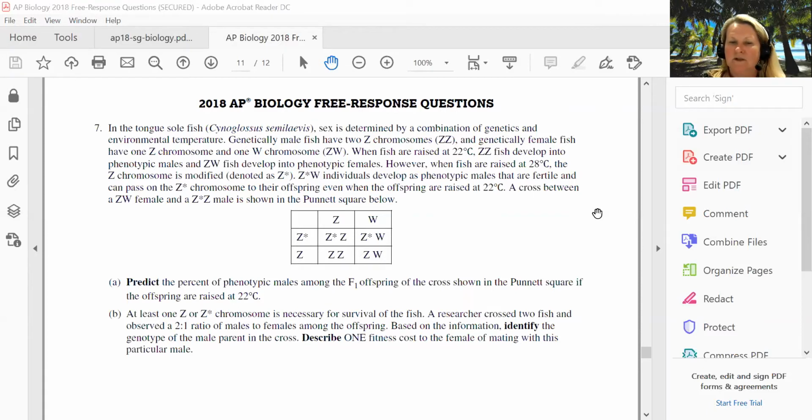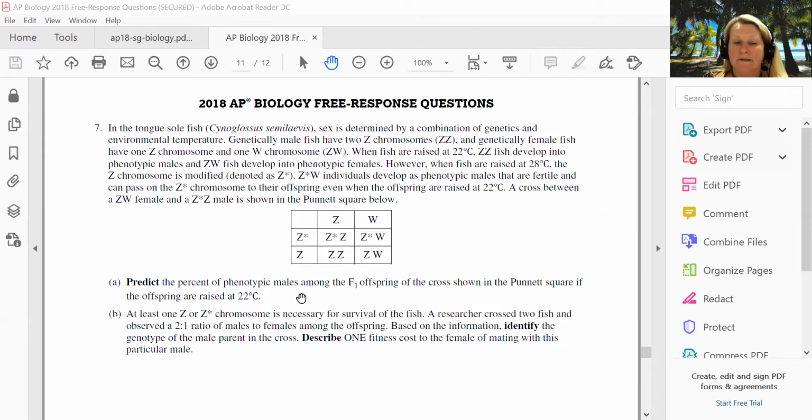So when fish are raised at 22 degrees Celsius, ZZ fish develop into phenotypic males, and ZW fish develop into phenotypic females. However, when fish are raised at 28 degrees Celsius, the Z chromosome is modified, denoted as Z0. Z0 W individuals develop as phenotypic males that are fertile and can pass on the Z0 chromosome to their offspring even when the offspring are raised at 22 degrees Celsius. A cross between a ZW female and a Z0 Z male is shown in the Punnett square below. So you've got the ZW female, the Z0 Z male, and you've got the 4 possible outcomes here.